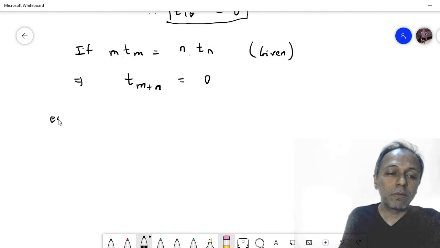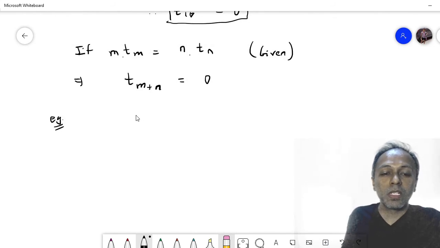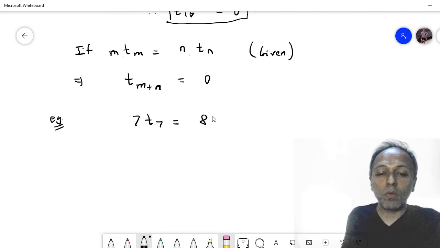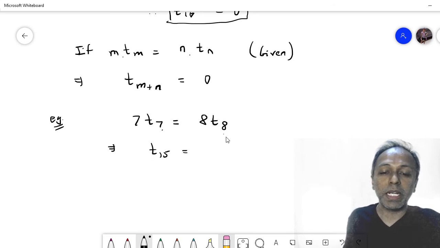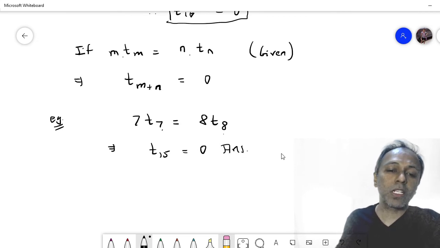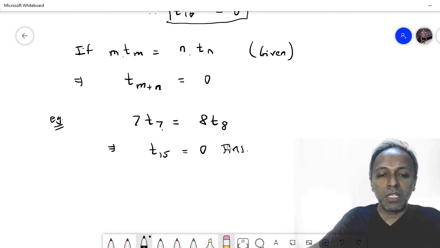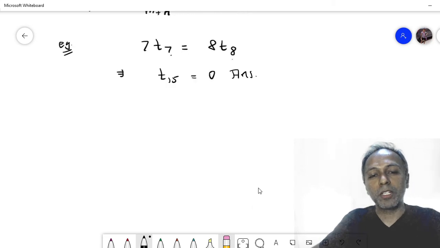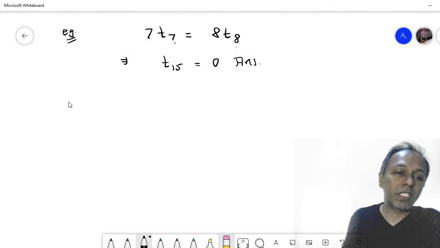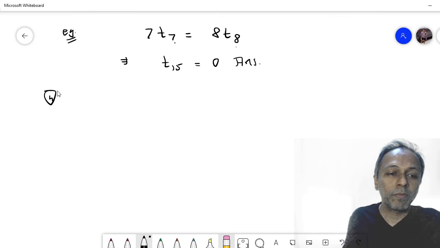Okay, let's take an example. One more example. Suppose 7 times a t7 is equal to 8 times a t8, then it implies that t15, because 7 plus 8 is 15, is equal to 0. Just an observation. Let's add some more note points. They are just interesting points, you can say it that way.